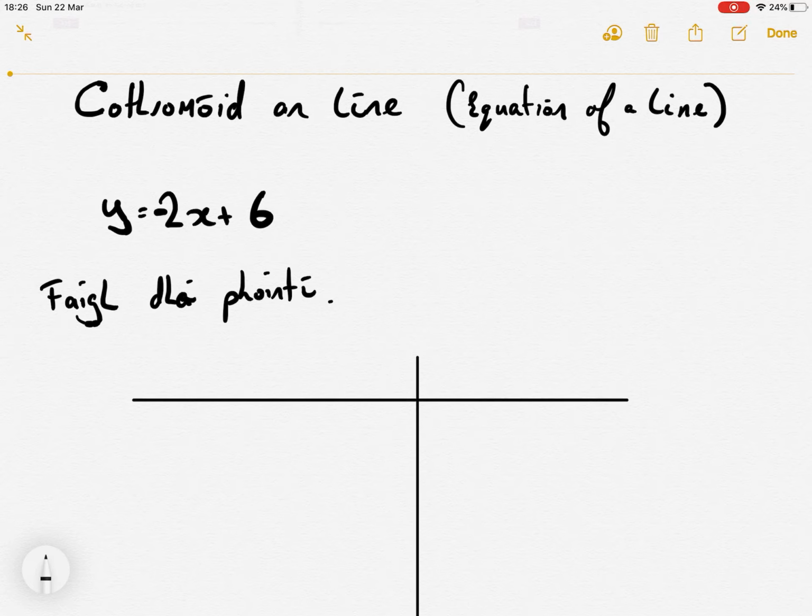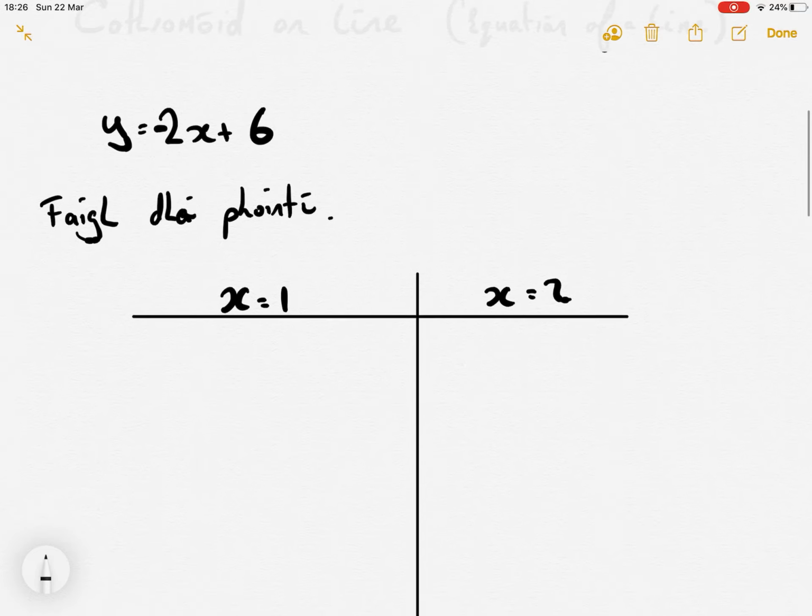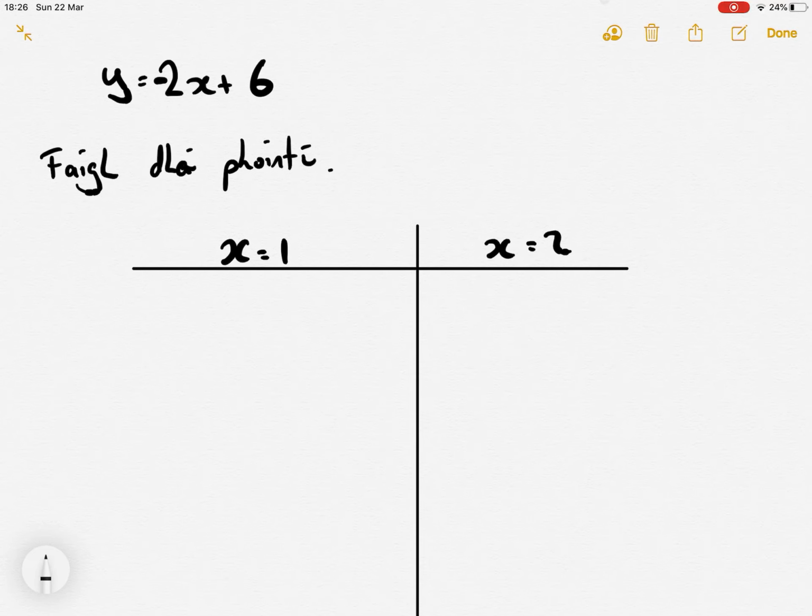I'm going to try and find 2 points on this, just 2, because I want to get through this video quickly for you. So again, x equals 1, it'll always be that, and x equals 2. If you're asked to find points, you might as well go with the easiest values for x. So x equals 1 and x equals 2.